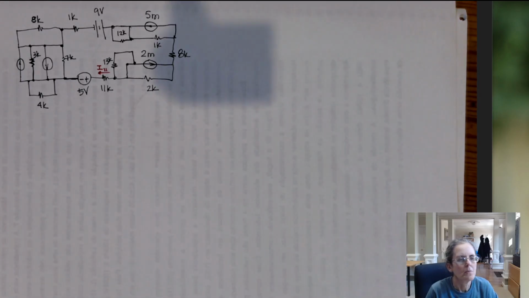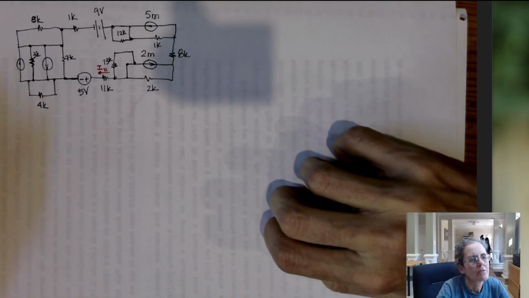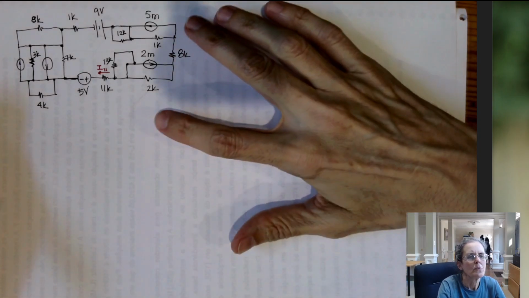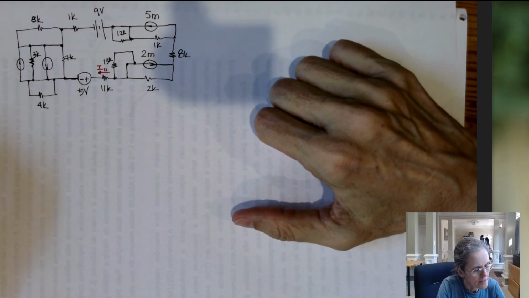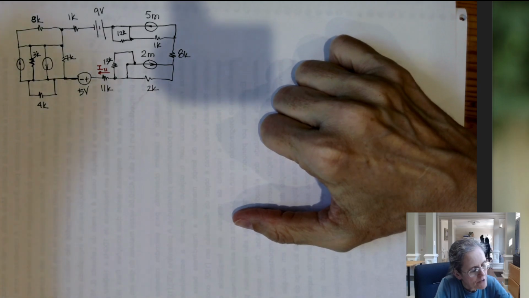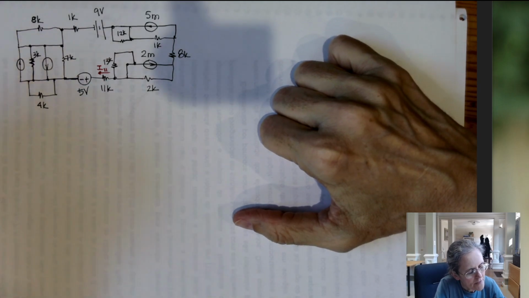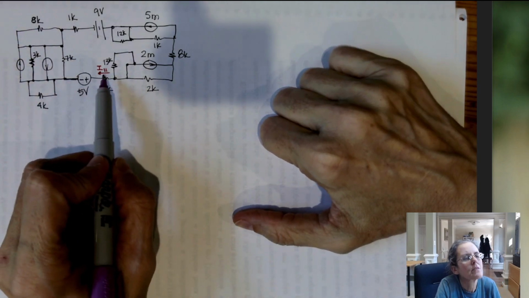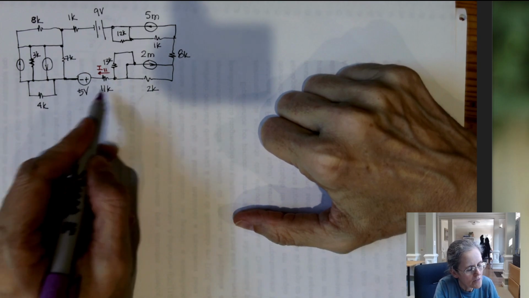Okay, so even though we talked about source transformation, I don't think I've done a full example just on that, where source transformation can be leveraged. So this is an example. Find I11, and I11 is this in red here going to the left on the 11K resistor.